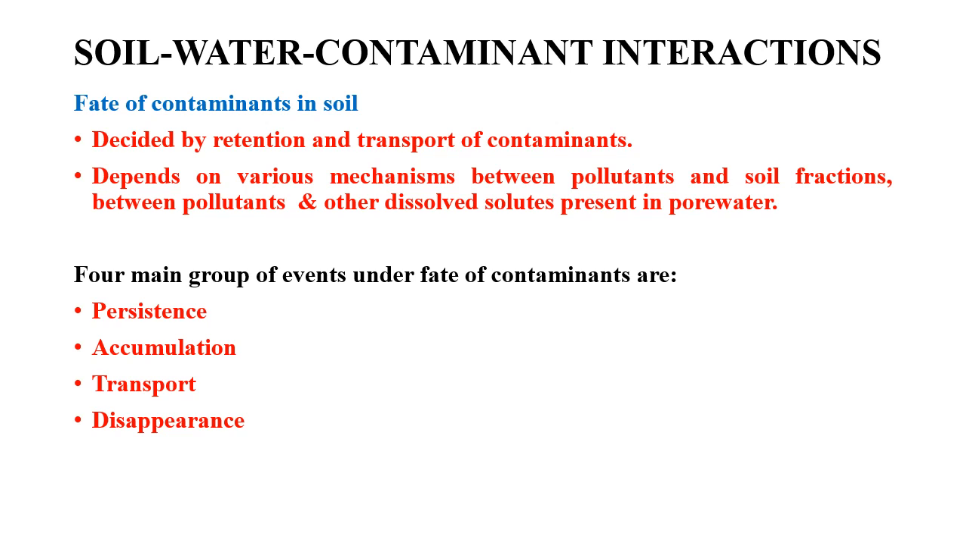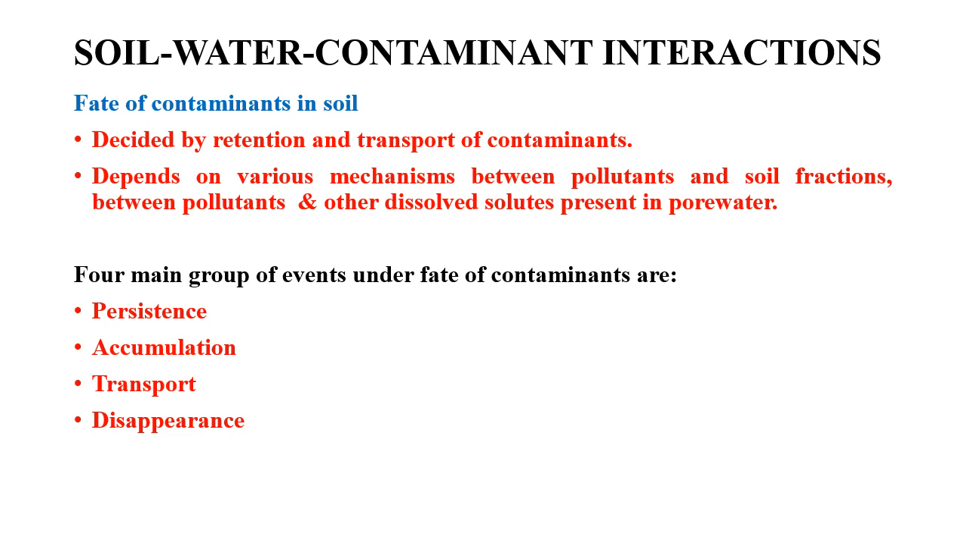Okay, so basically the life cycle of the contaminants within the soil environment will depend upon the various mechanisms between the pollutants and the soil fractions, and also between the pollutants and the other dissolved solutes present in pore water. This fate of contaminants simply indicates the life cycle of the contaminants. Throughout the life cycle of a particular contaminant, various interactions will happen between the soil, water and the contaminant, or soil and the contaminant in the presence of water.